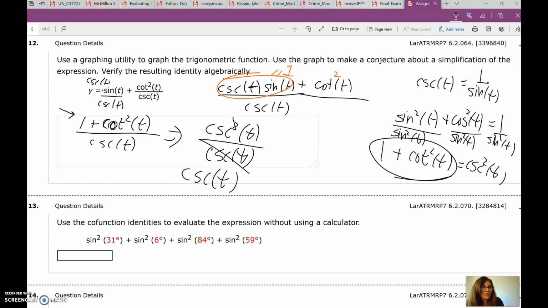So if you're careful and put this expression into your calculator, and also put this expression into your calculator and graph both of them, you should see that they are identical. All right, we'll post this one.